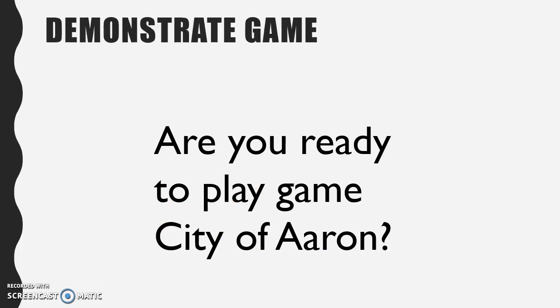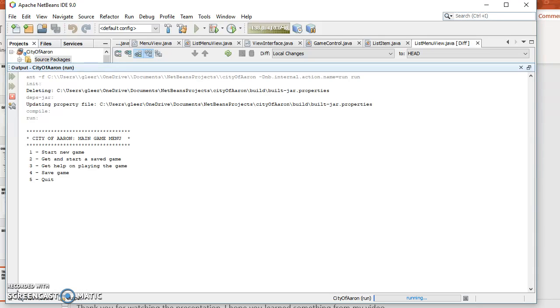So let's look at the game. Are you ready to play the game, City of Erin? I'm going to open it up and you'll be able to see how it is played. Okay, here we are in the game. I brought up the menu. So when I ran the game, City of Erin, the menu has 5 items. The first one, start a new game, get and start a saved game, get help on playing the game, save the game, and quit the game.